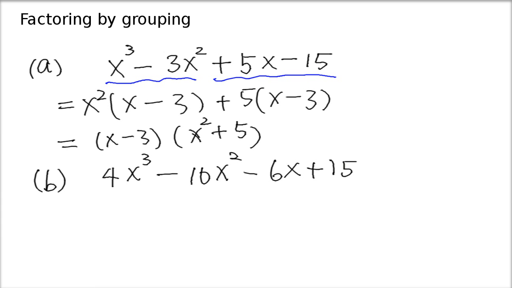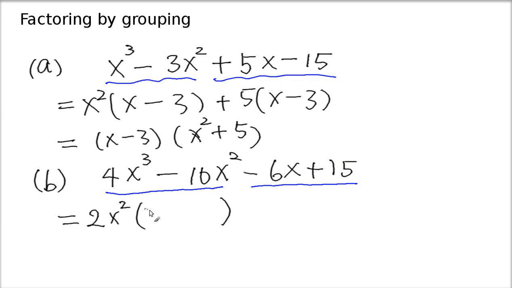Okay, let's look at the second example. Just like the first example, we're going to group these 2 terms, and we're going to group these 2 terms. And in the first group, 4 and 10, 2 is a common factor. So we pull 2 out. X cubed, x squared is common. So pull out 2x squared, and what's left over?